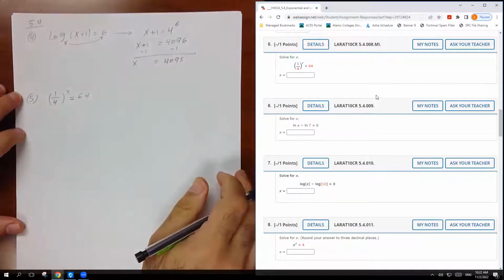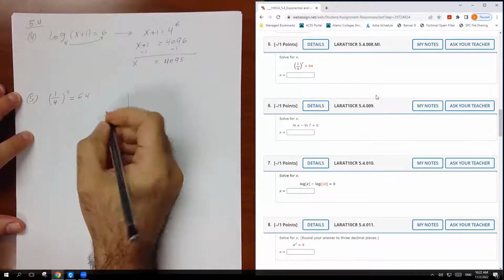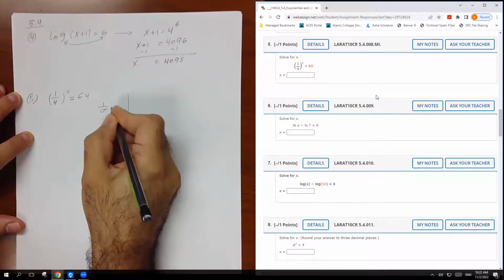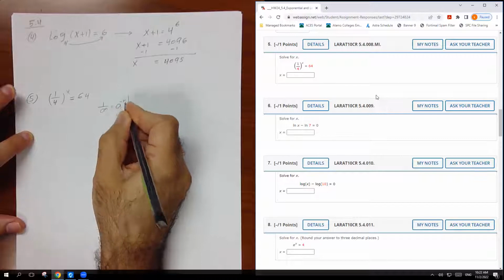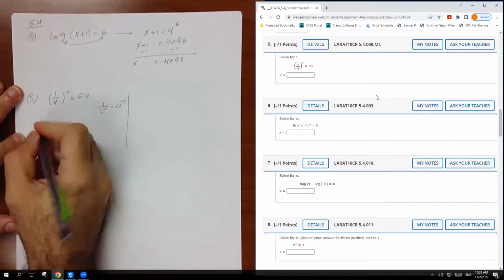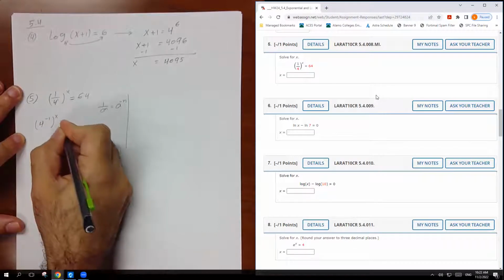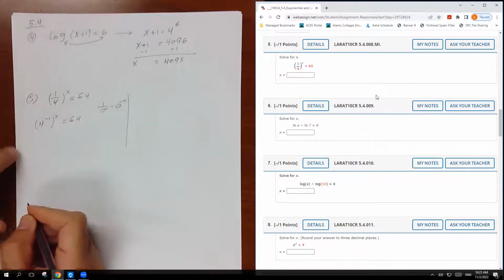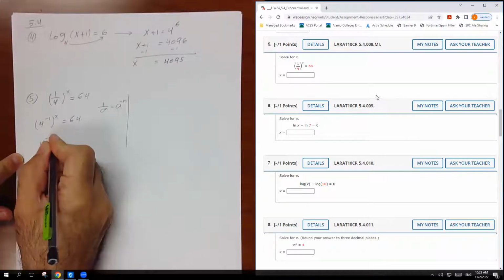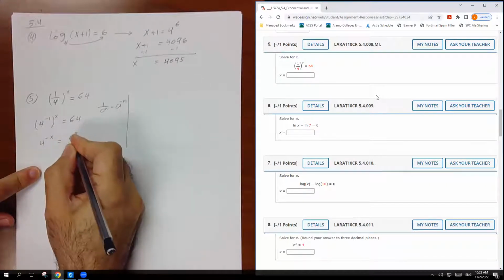The first thing, one of the exponent rules, says that if you have 1 over a number with positive exponents, it is going to be the number with negative exponents. That's what I'm going to do here. The exponent here is 1, so I can write this as 4 to the negative 1, to the x equals 64. Then I can multiply these two exponents. That means 4 to the negative x equals 64, which is 4 cubed.